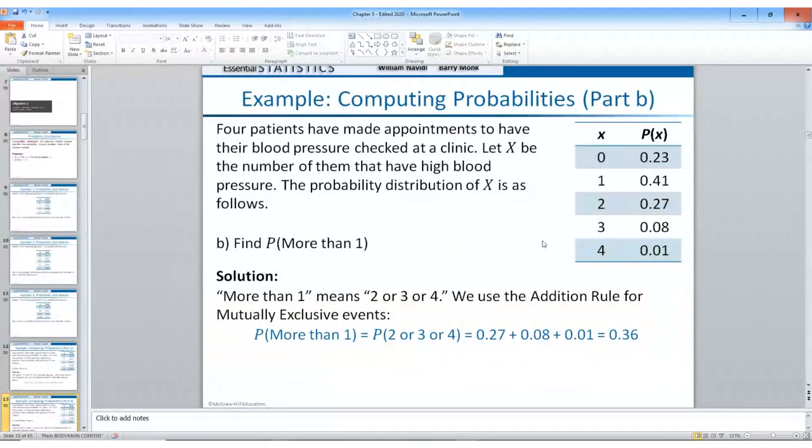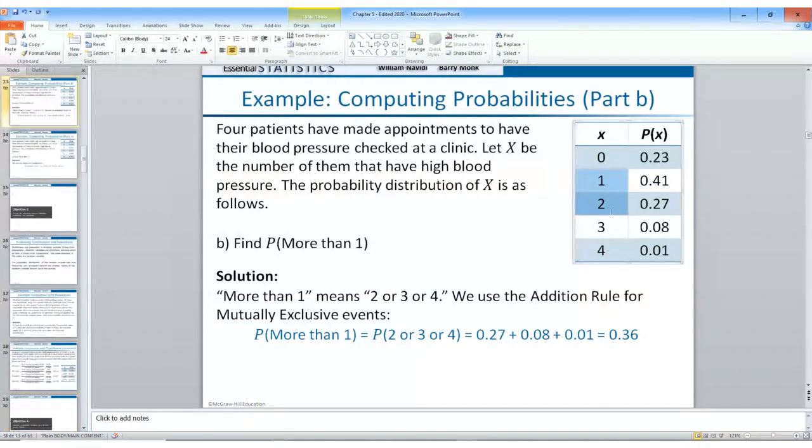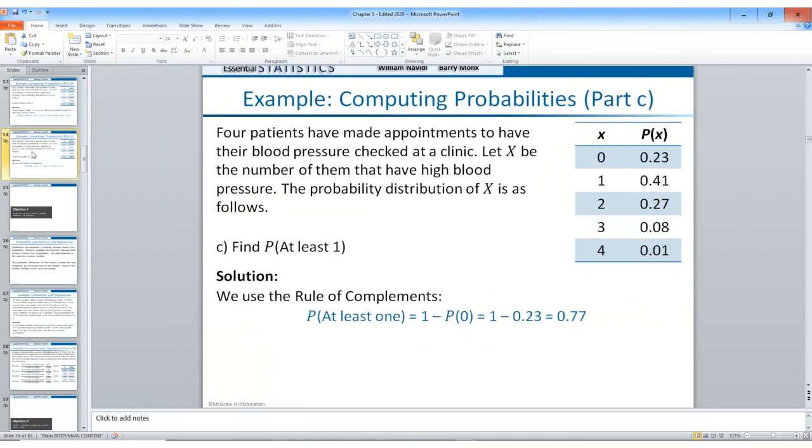Now here's where you can use, so more than 1 just means 2, 3, and 4. You've got to watch the wording. It doesn't include 1. If it said at least 1, then it would. So it's just these 3, so you add them up, and it's 0.36. Like I said, they're not really giving you a different rule. You're just doing it from a little chart. And like I said, they can give you a little chart because it's discrete.